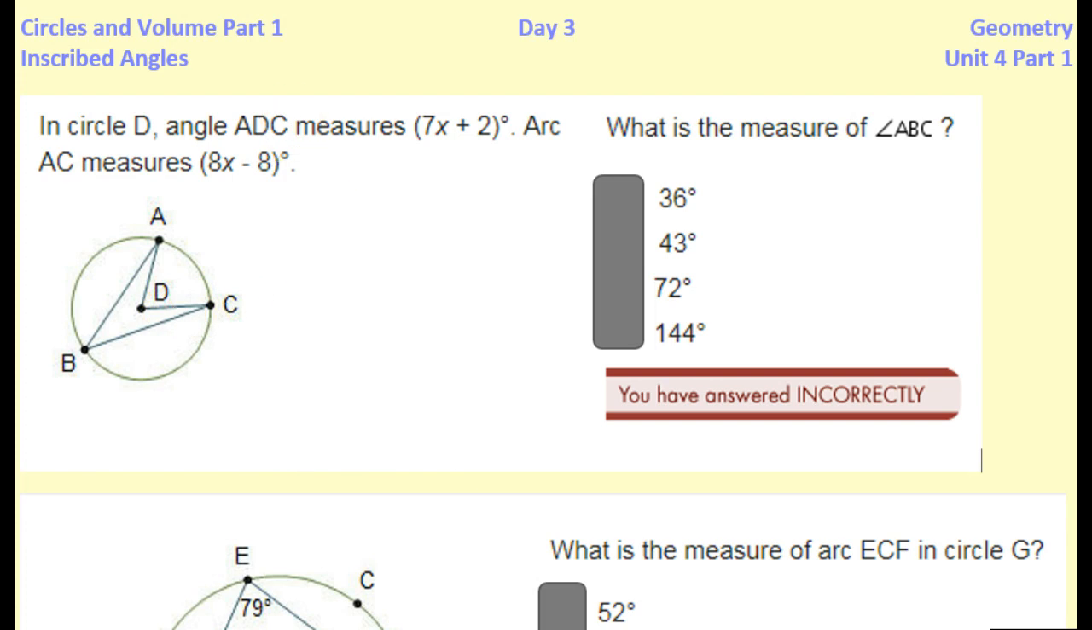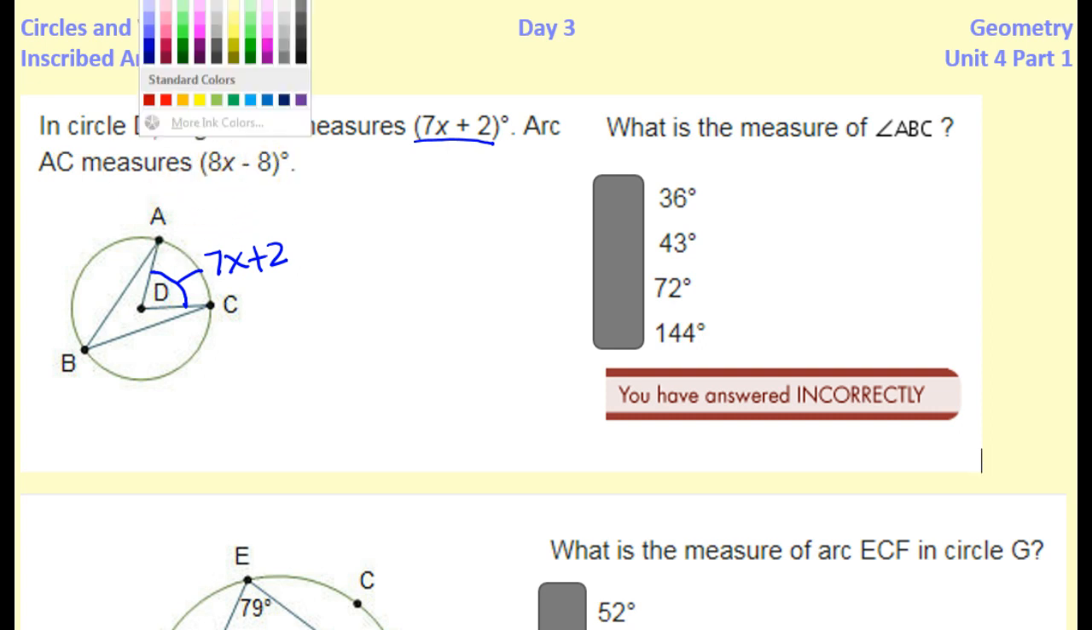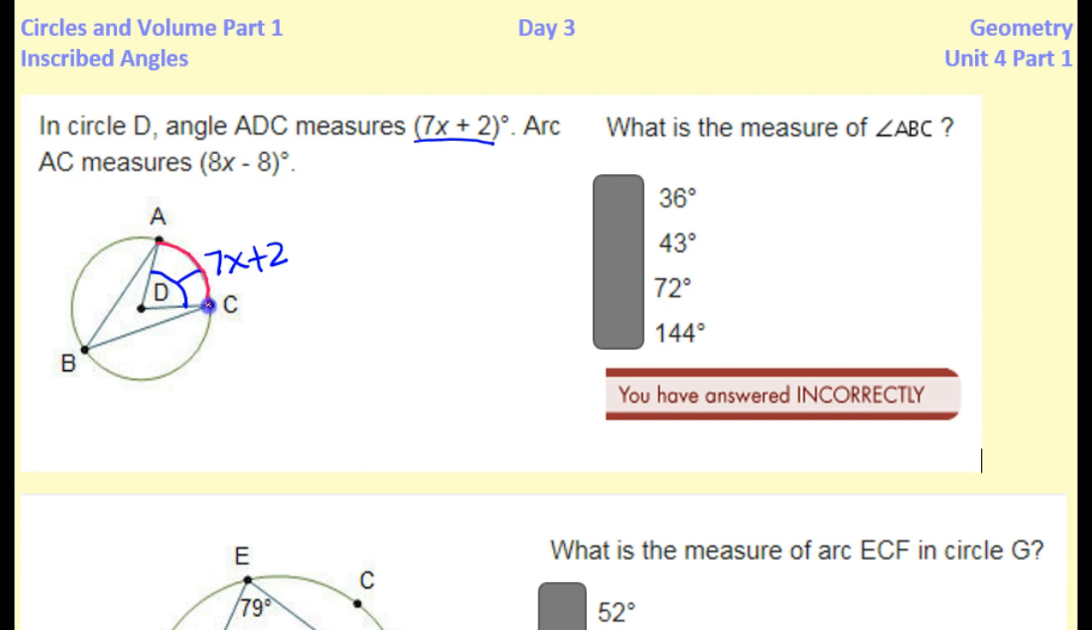Alright, so let's take a look at an actual problem. In circle D, angle ADC, this angle right here, has measure 7x plus 2 degrees. The arc, right here, has measure 8x minus 8. What is the measure of angle ABC? In the end, we're trying to find the measure of this angle, ABC.